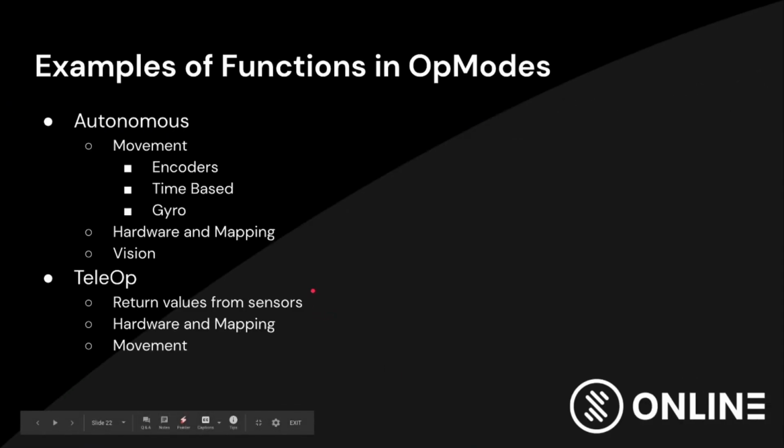So here are some examples where you might use functions. You might use a function for encoders to go forward, go backward, left, right. You might use functions for time-based movement. Like I said, forward, backward, left turn, right turn, or even gyro to make sure that you're controlling and turning the right angles. You might use it for hardware mapping, which is what we're going to do today, and then vision, which is really helpful for you to have one file that does vision rather than copying and pasting the same code over and over again.